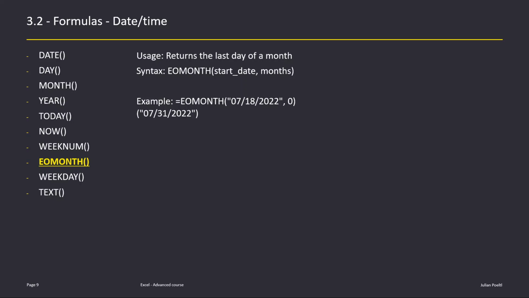EOMONTH will return the last day of a month. So if you give this function a start date, and then you input the month offset: if you input 0, it will return the last day of the month of the date you put in. If you hand out 1, it will return the last day of the next month, and so on and so on. So this is to determine the last day of a month. You could also use this to determine the first day of a month if you add +1, and then you get the first day of the next month.